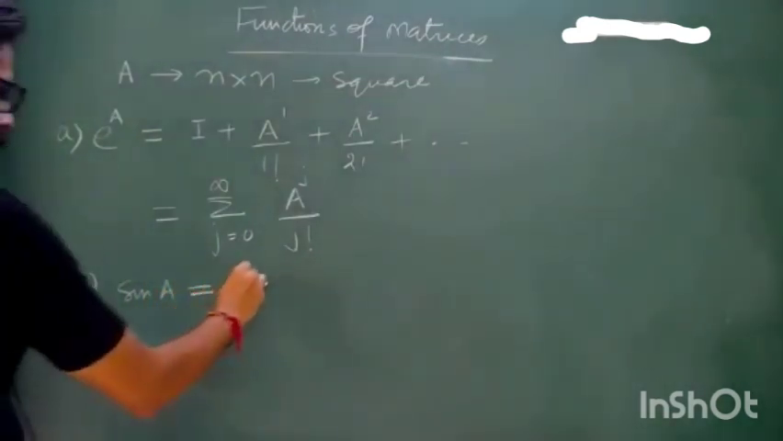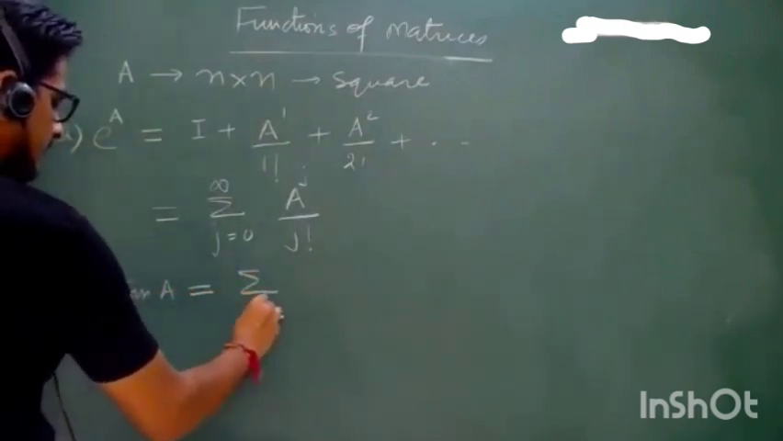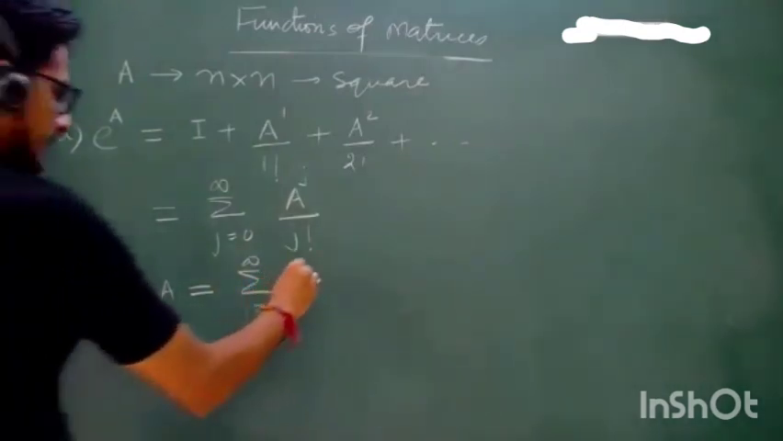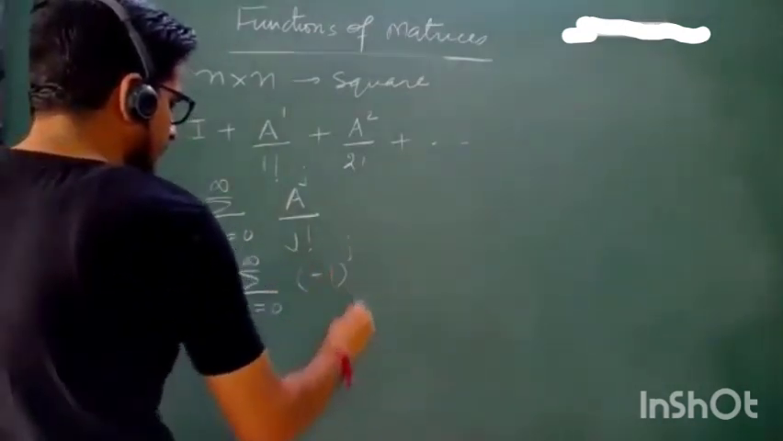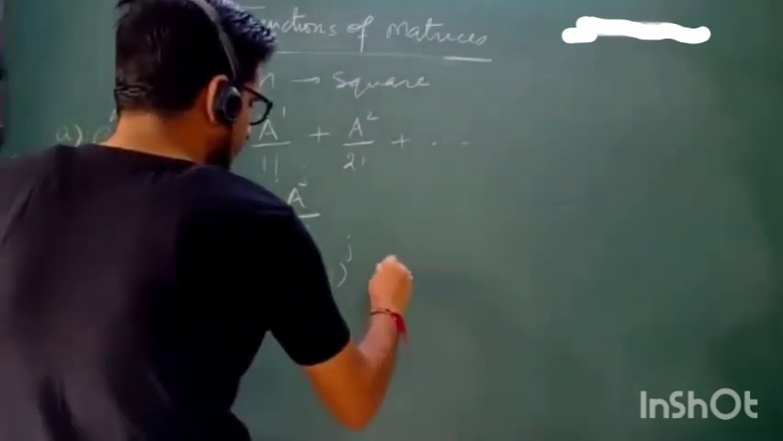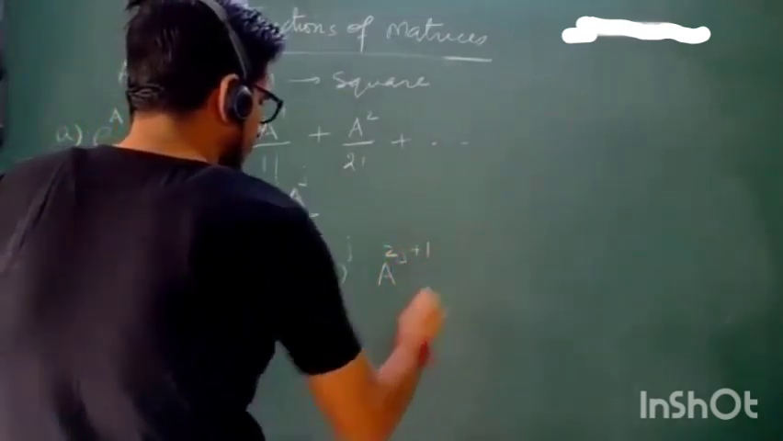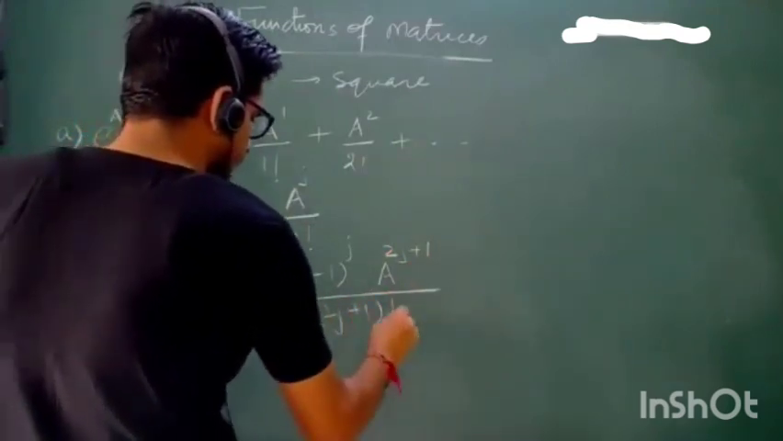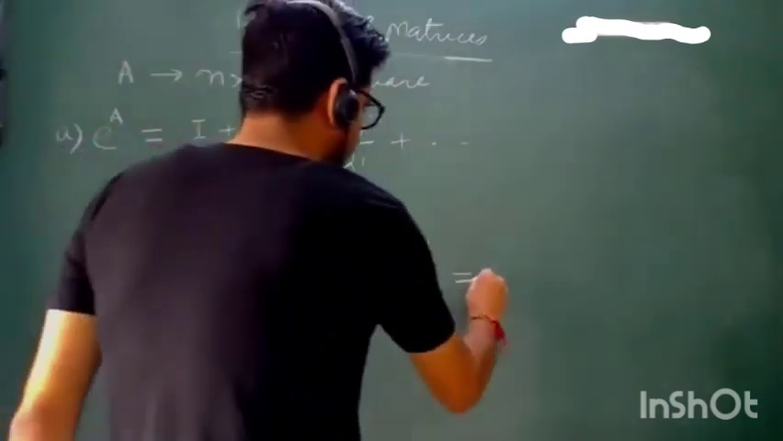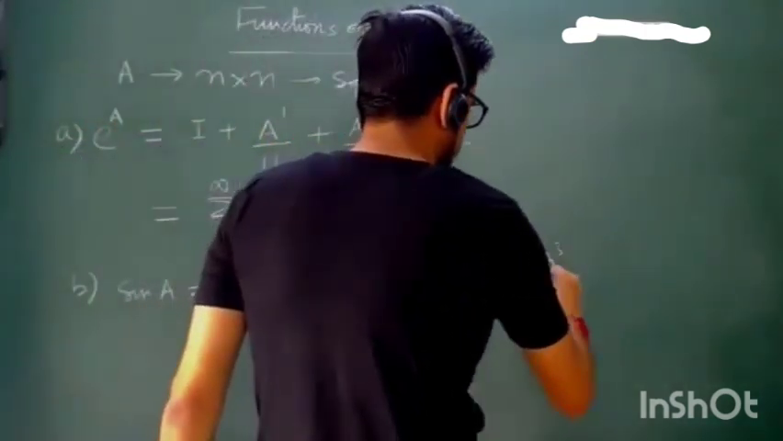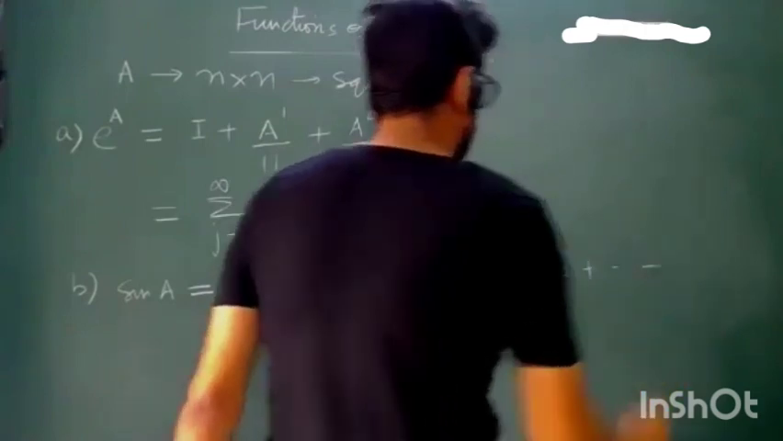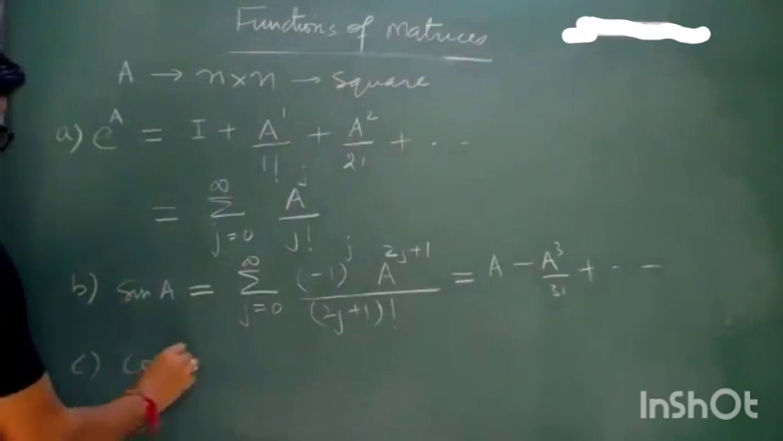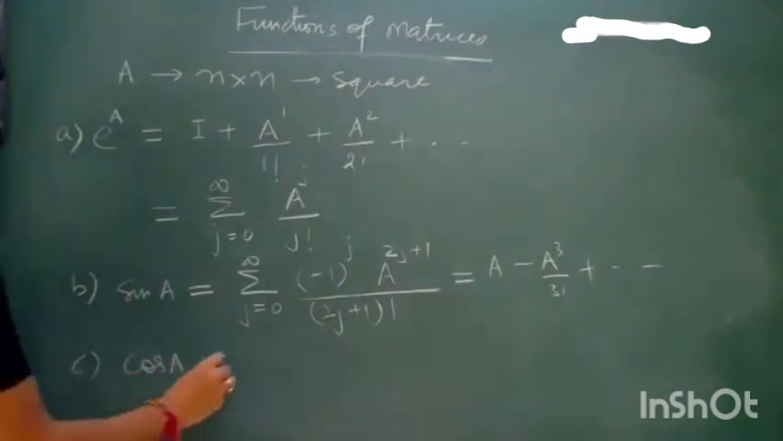So sine A can be written as the series, j is equal to 0 to infinity, minus 1 to the power j, A to the power 2j plus 1 over 2j plus 1 factorial. You open the series and you should find A minus A cube by 3 factorial plus dash dash dash, because this is a sine series. And similarly, the cosine series we will find out.